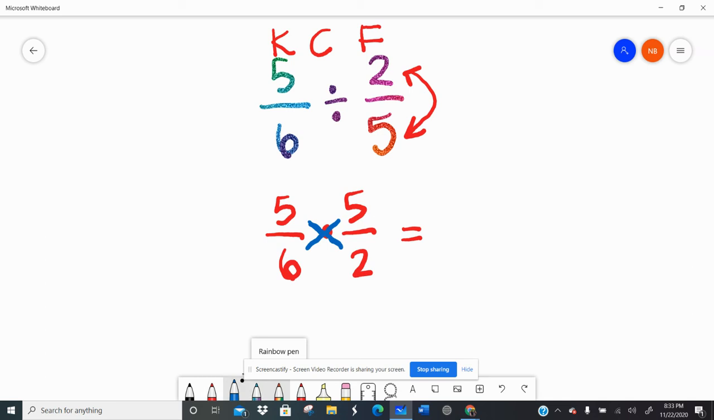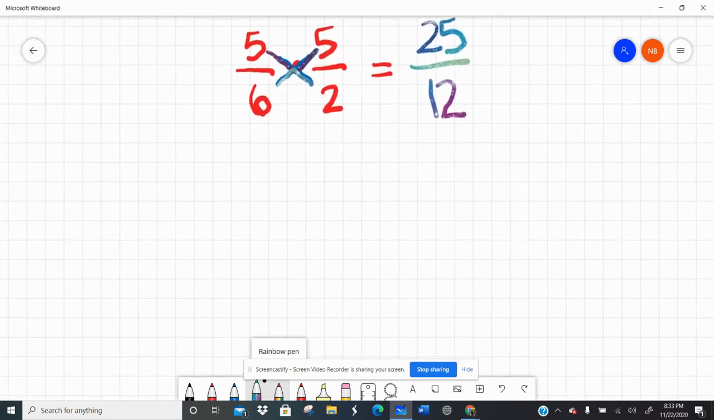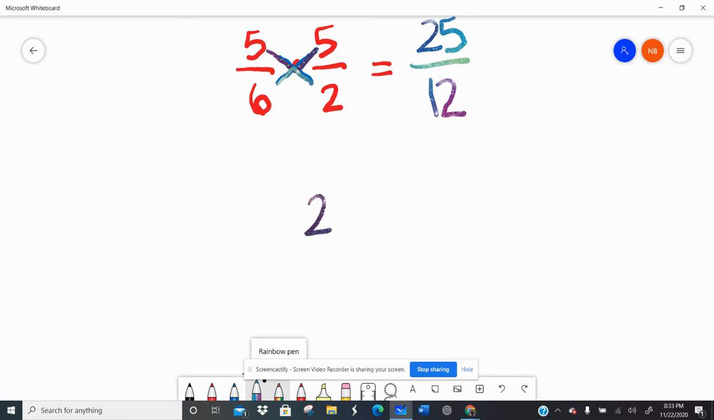So I can't cross simplify. So now I just do the top times the top. 5 times 5 is 25. Bottom times the bottom. 6 times 2 is 12. All right, I got that improper answer. So I do 25 divided by 12. Okay, let's think of our multiplication facts of 12.